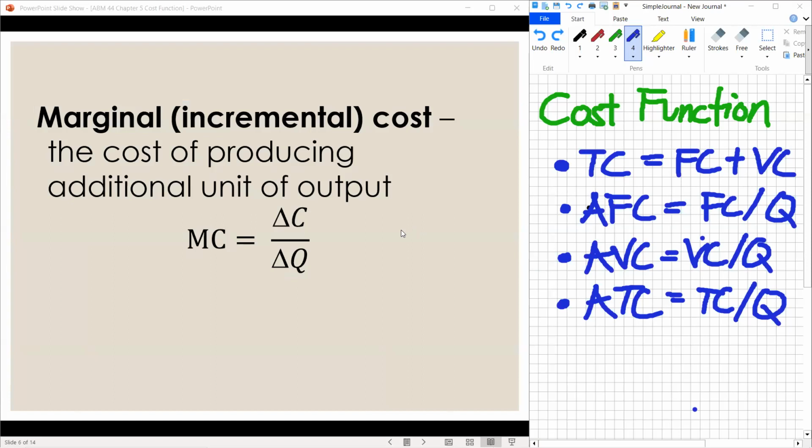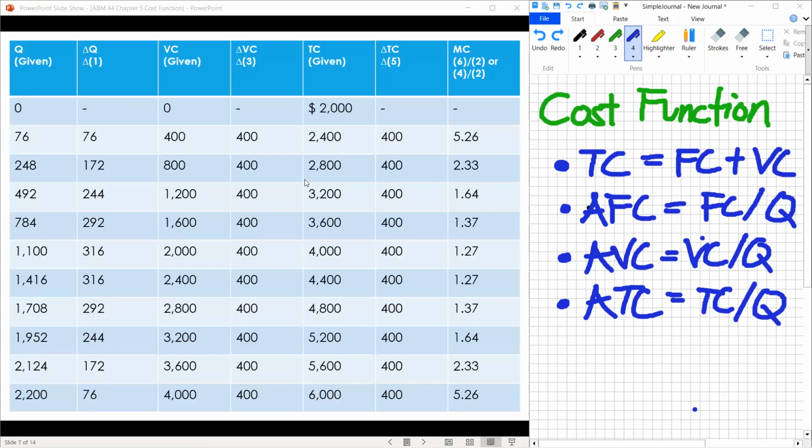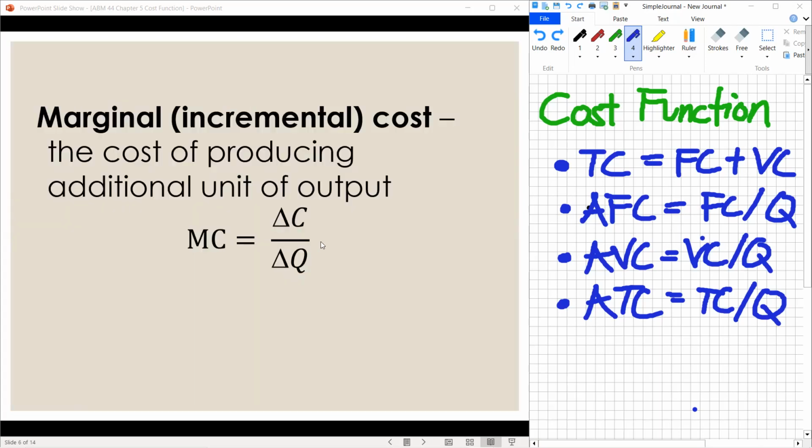So let's continue. We also have what we call marginal or incremental cost. Marginal means additional. In every additional unit of output, it will give you additional cost. It's marginal cost, not marginal revenue. So in every additional unit the company produces, there is additional cost incurred. That's marginal cost. As you can see here, this is its formula.